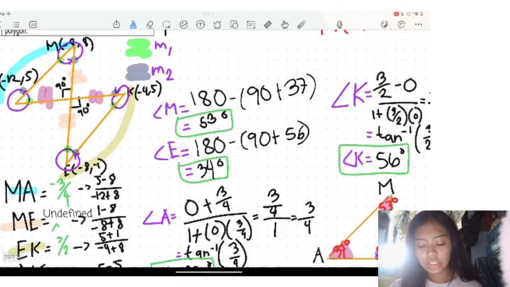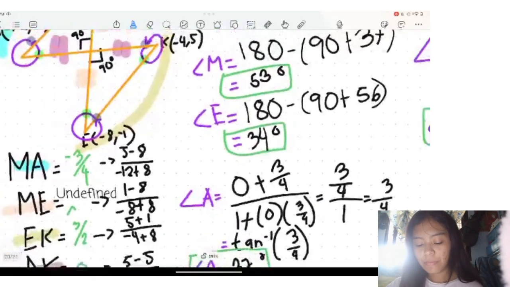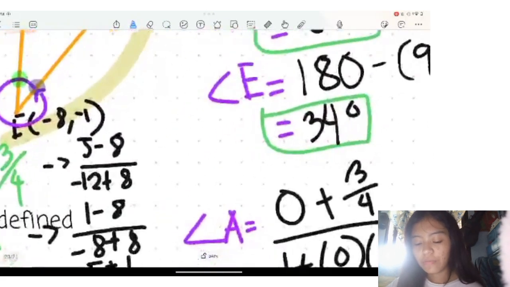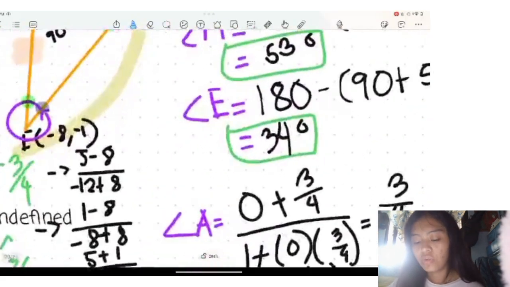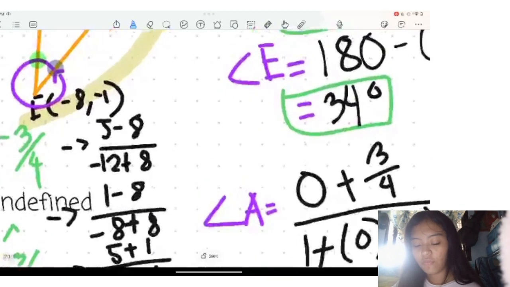Kaya naging plus is because then, kapag pinagsama ang minus and negative, magiging positive siya. So, 5 minus 8 is equal to negative 3, and negative 12 plus 8 is equal to 4. So, ang slope niya is negative 3/4.